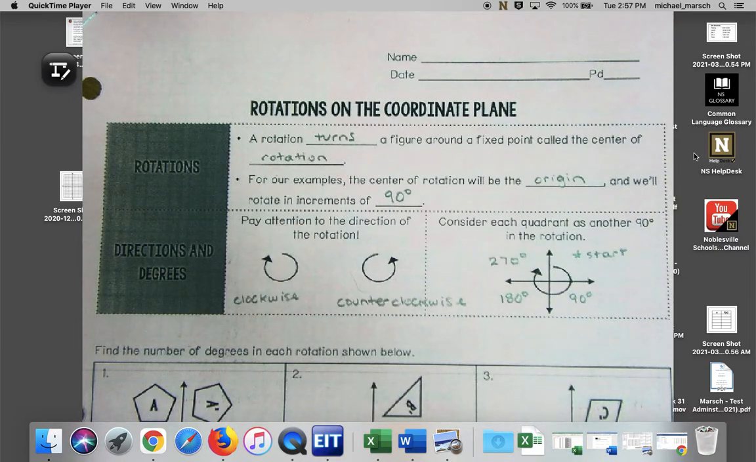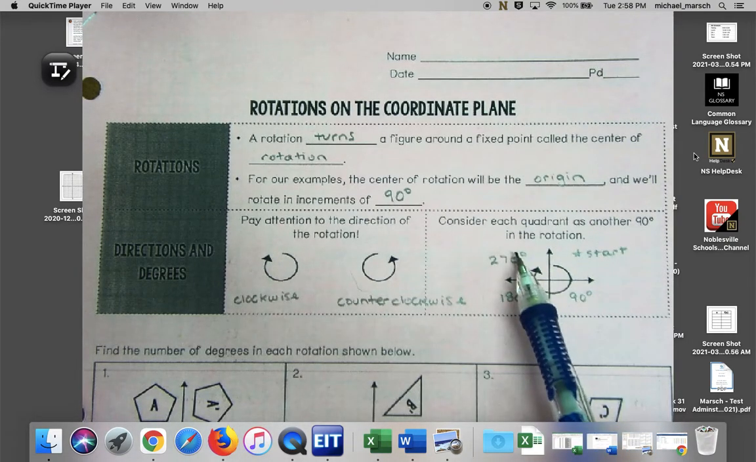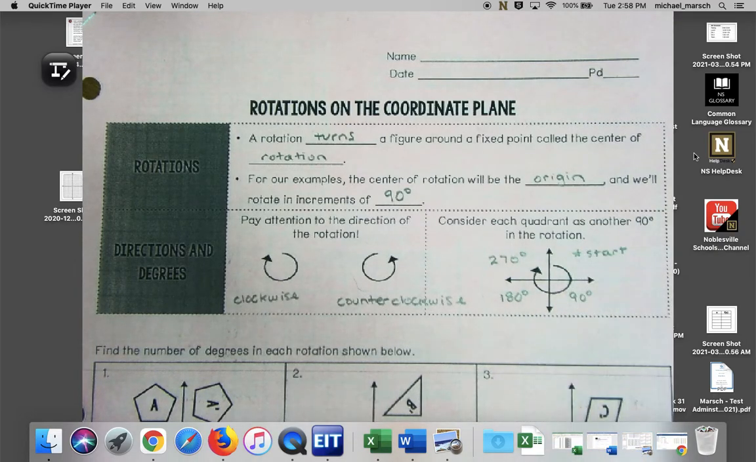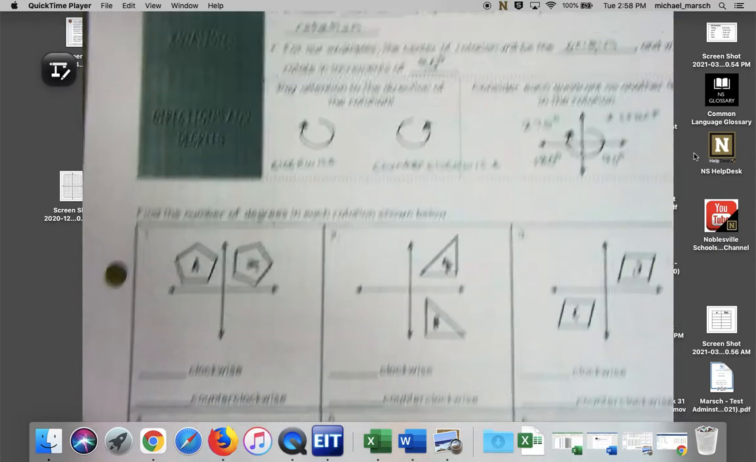Is it divided in 4 quadrants? Sure is. Yep, absolutely, on a graph. So everything would start in one quadrant and end in the other. Okay? So if I started over here, this would be 90 counter, 180, and 270 counter. Right? So let's evaluate some of these.